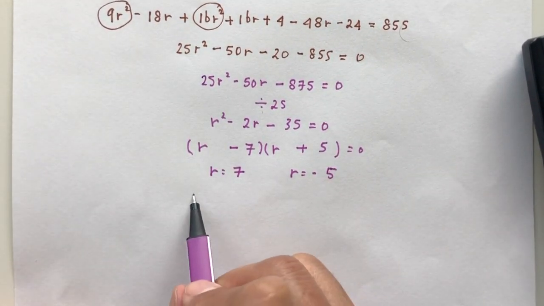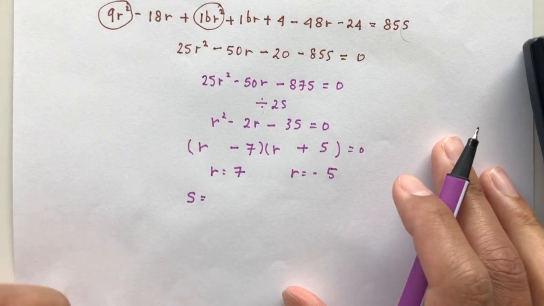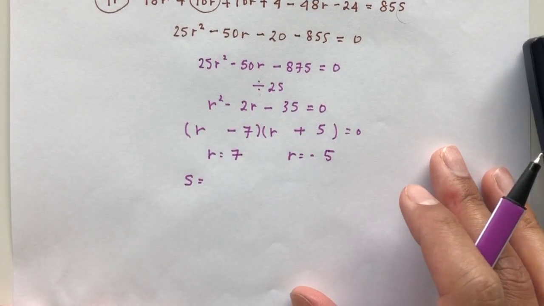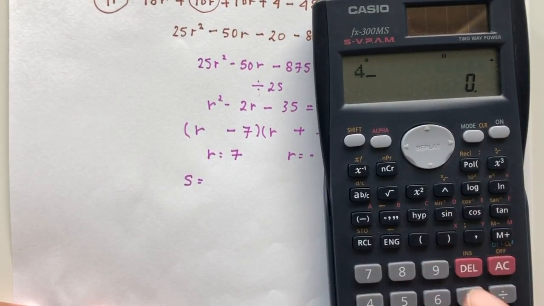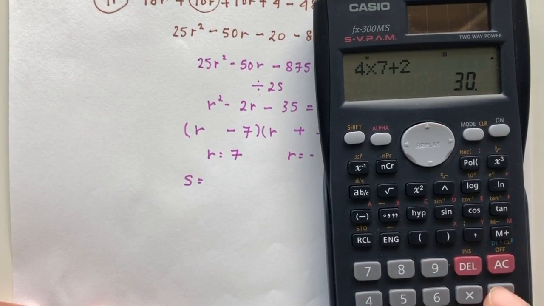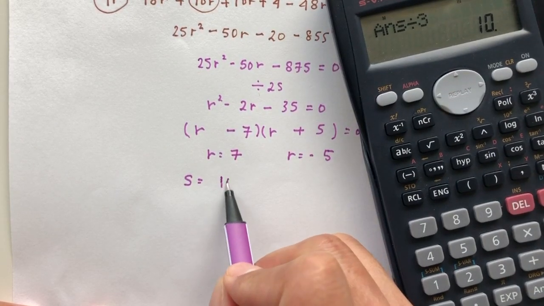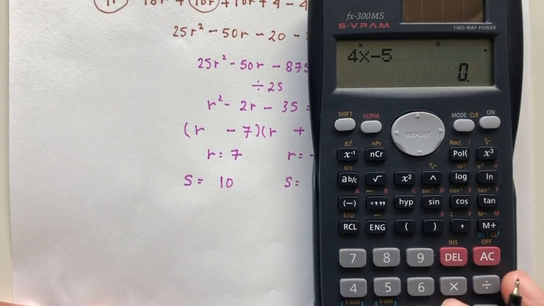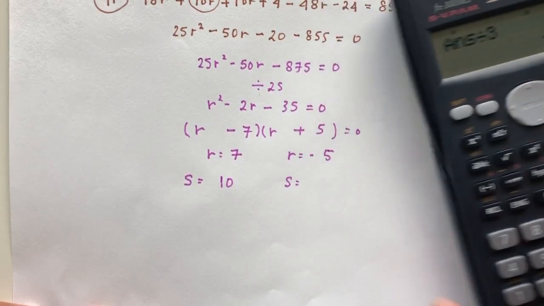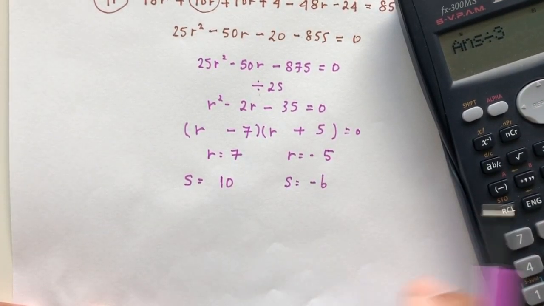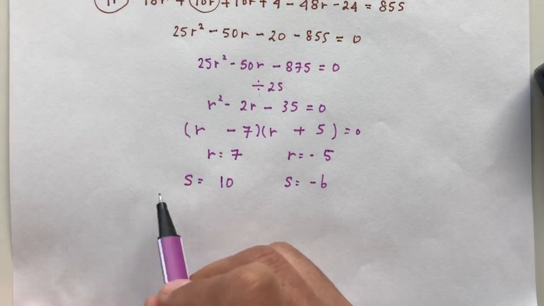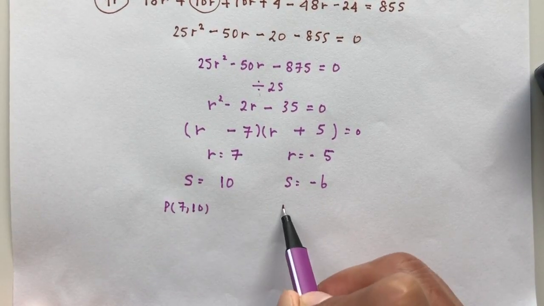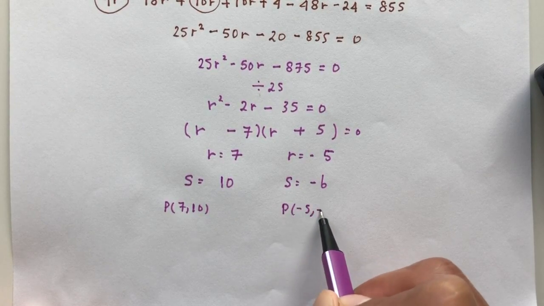Let's find the value of s. s will be equal to, replace the value of r in this equation to find the value of s. That will be (4 times 7 plus 2) divided by 3, that will be 10. Or it can be (4 times minus 5 plus 2) divided by 3, that will be minus 6. So we have two possible values for the point P. The point P can be (7, 10), or it can be (minus 5, minus 6).